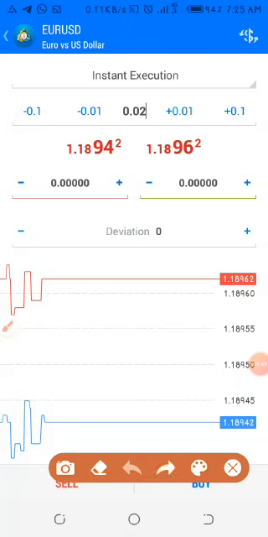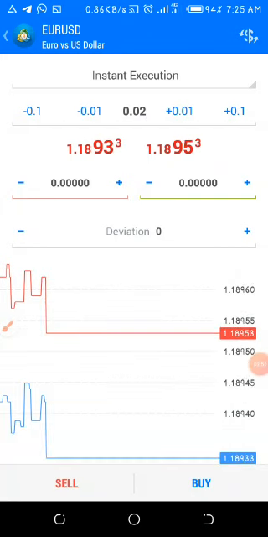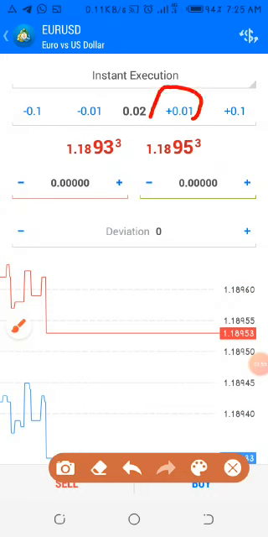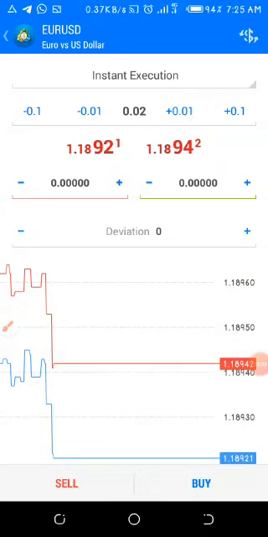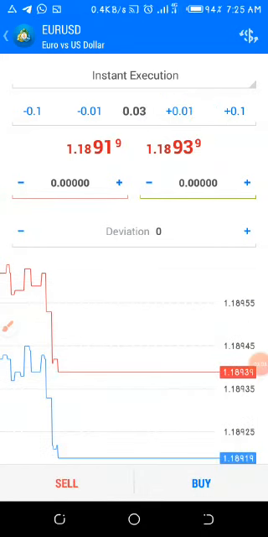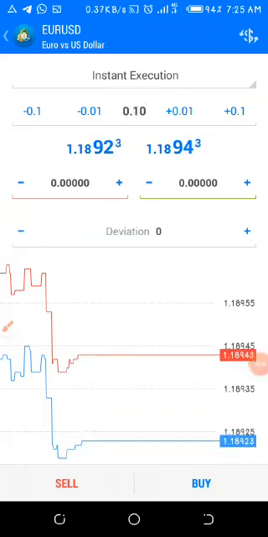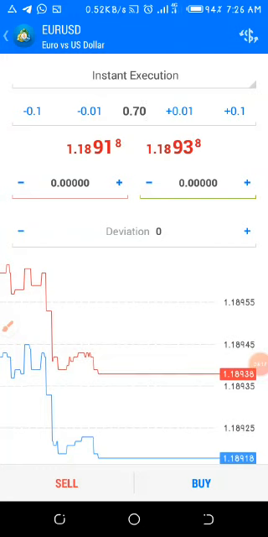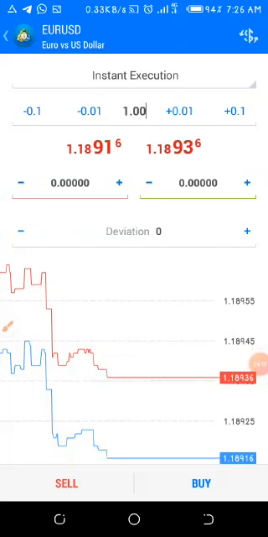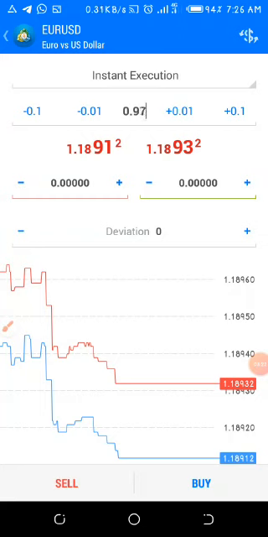Once you click this plus, just be watching. I'll click this 0.01 now. Let's see what will happen. You see it's increasing: 0.03, 0.04, 0.05, 0.06, 0.07, 0.08, 0.09, 0.10. It will just be going like that. If you click this other one, it will increase by 0.1, just like that. If you do the minus, it will go down.